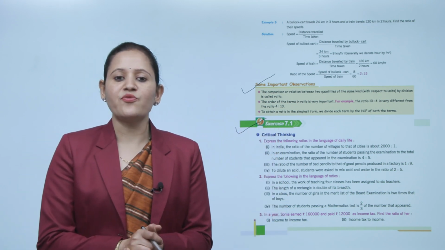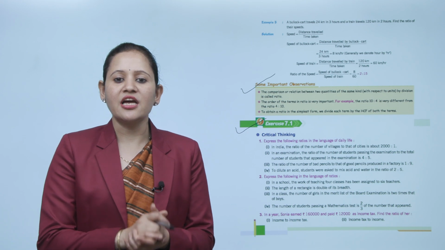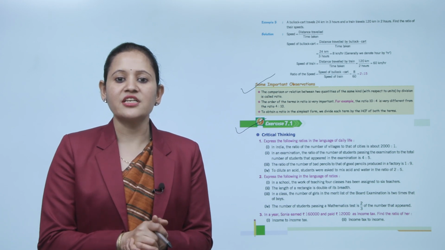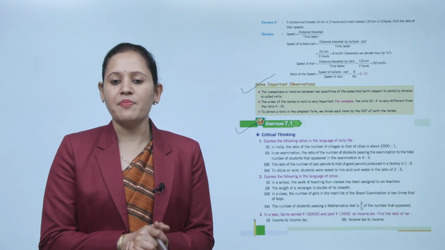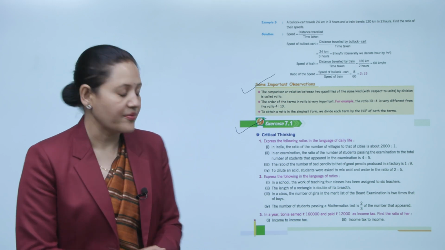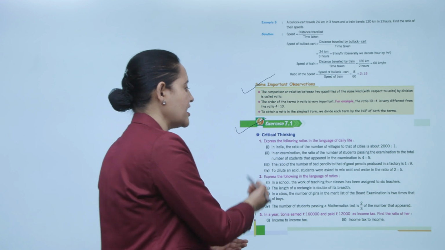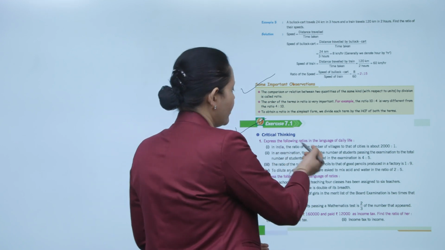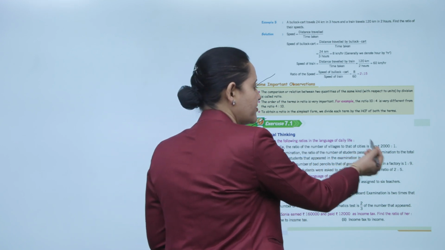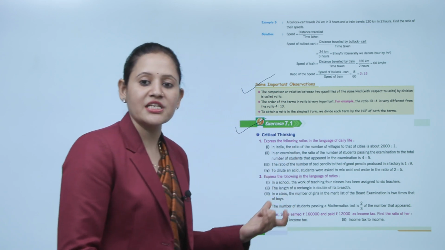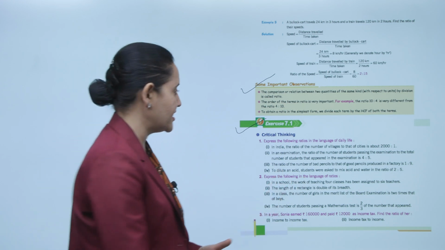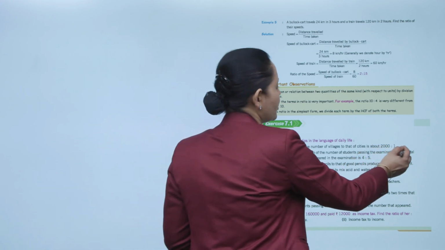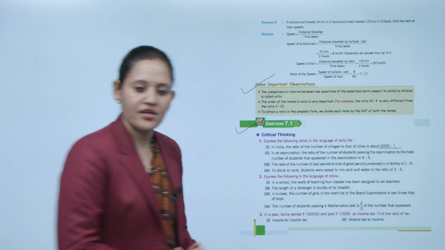Critical thinking. Express the following ratios in the language of daily life. In India, the ratio of the number of villages to that of cities is about 2000 ratio 1. So we can say in India, the number of villages to that of cities: the number of villages is 2000 times that of the cities, because the ratio is 2000:1. Clear?